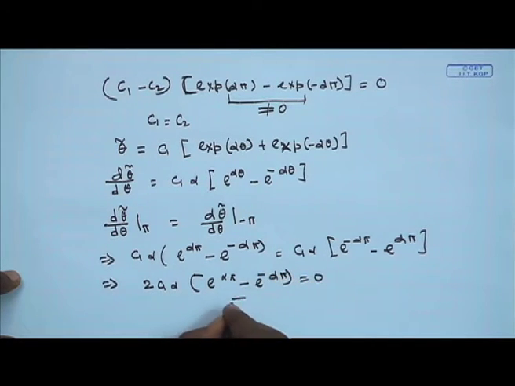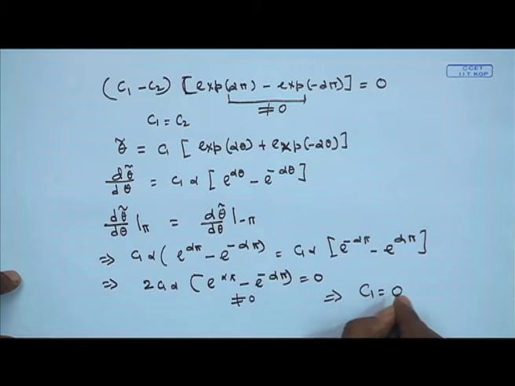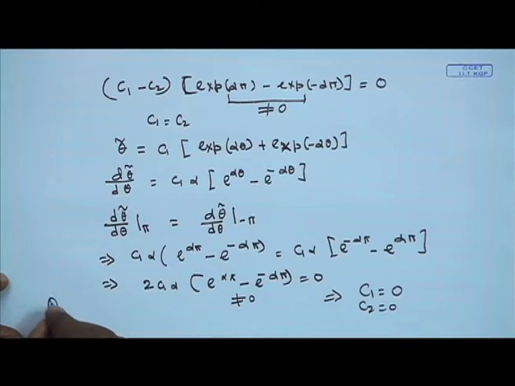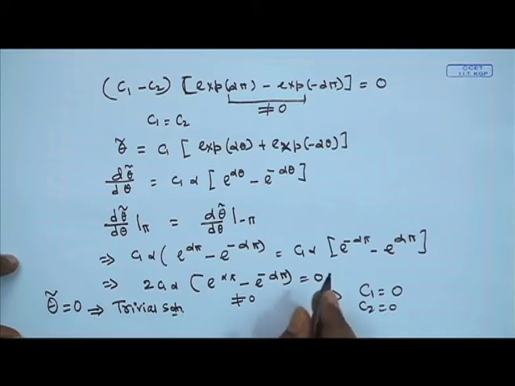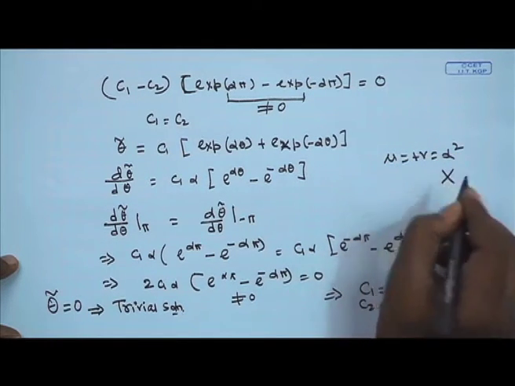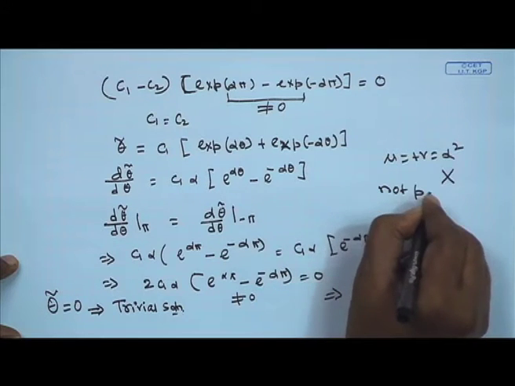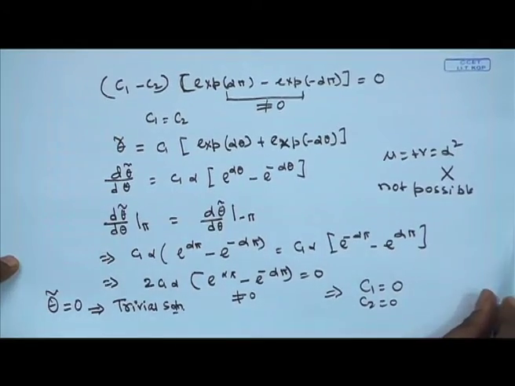Again this cannot be equal to 0 and α cannot be equal to 0. So therefore C1 has to be equal to 0, and since C1 is equal to C2, C2 has to be equal to 0. So what is the solution? The solution is θ̂ is equal to 0, and it is a trivial solution. So therefore μ positive, equal to α², is ruled out and not possible, because that will be leading to a trivial solution, and we are really looking for a non-trivial solution. So this constant has to be a negative constant.